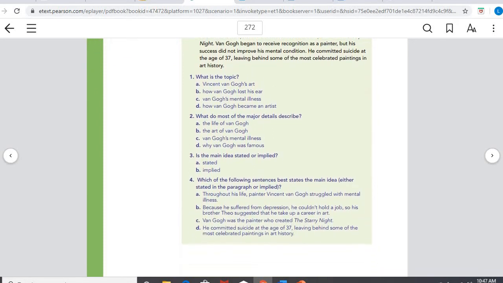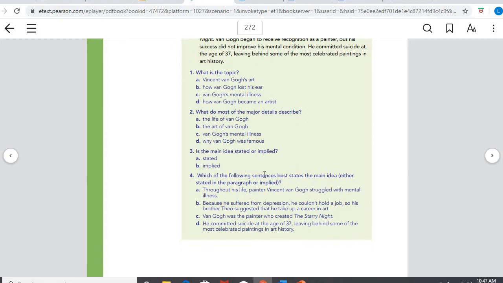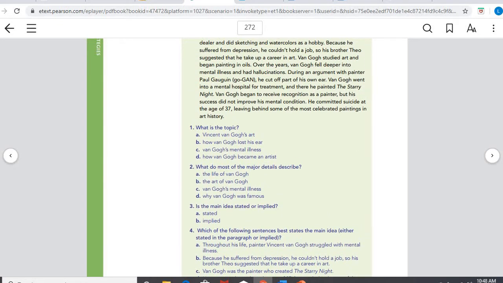Again, I'm going to answer question 4 before I answer question 3 because 4 will answer question 3. Which of the following sentences best states the main idea, whether it's directly stated or implied? If I look at my 4 choices, we know they're talking about mental illness. C doesn't mention his mental illness, so I would throw that out. D is just kind of like the ending, so to speak. A is our best general sentence. Throughout his life, painter Vincent van Gogh struggled with mental illness. So A is our main idea. And now, if I look at my paragraph, that exact sentence does not appear anywhere, which means that is an implied main idea. We came to that conclusion using the details.